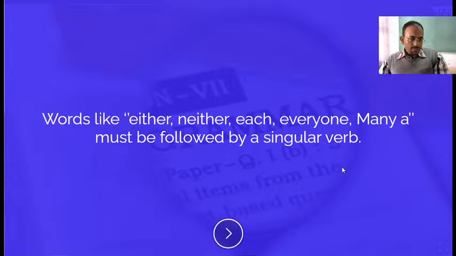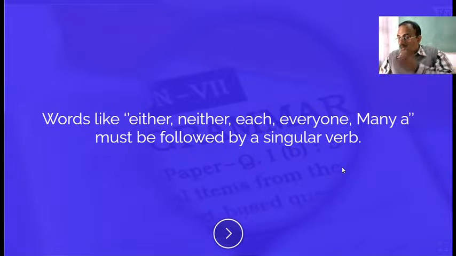Okay, like for example, you see, words like either, neither, each, everyone, many must be followed by a singular verb. Singular verb should be either of the two books. Means either of the two books. Here also, either this one or that one. Either of the two books means what? Either this book or that book. Okay, not both the books together. Structurally, it is single book only. Either of the two books, it means either this book or that book.